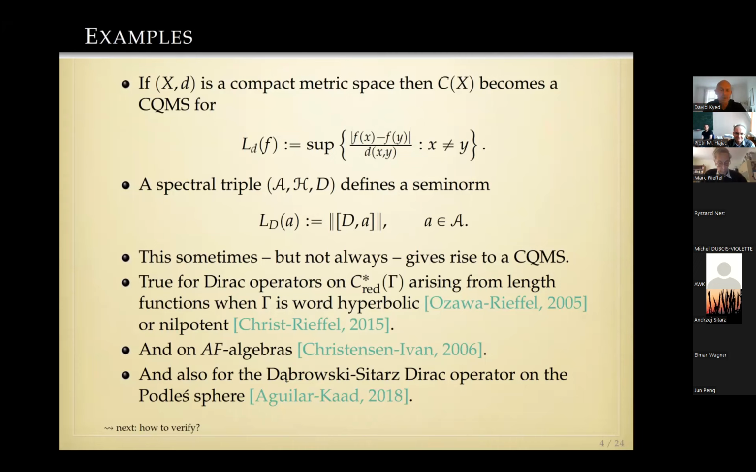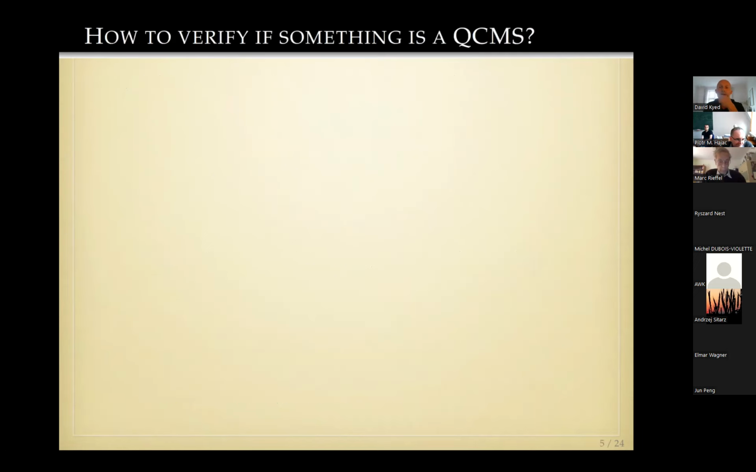And I'll get into the finer details of the Podleś sphere a little bit later, but I wanted to address a question that comes up naturally at this point, namely, how on earth does one verify that this metric metrizes the weak star topology? Because this seems like a hard problem to solve. And it is a hard problem, but luckily there is a criterion which is much easier to check, which translates the issue into something of a much more topological nature.